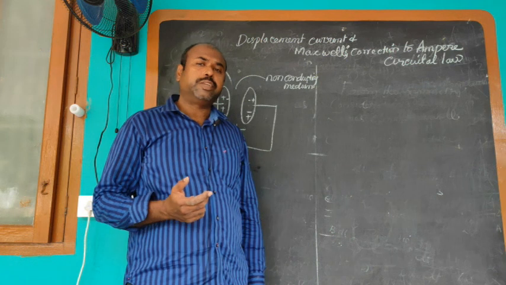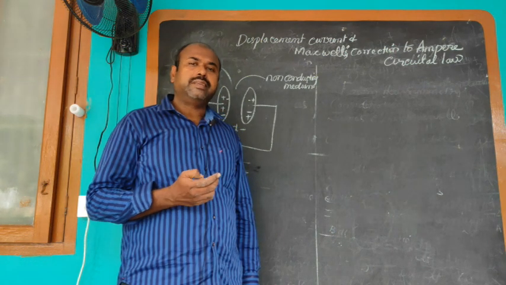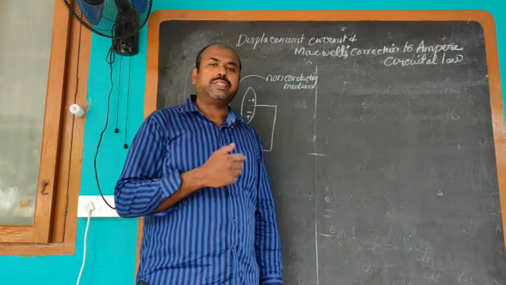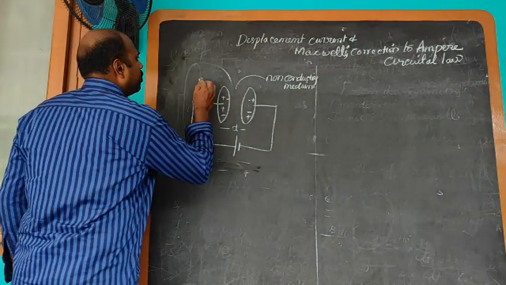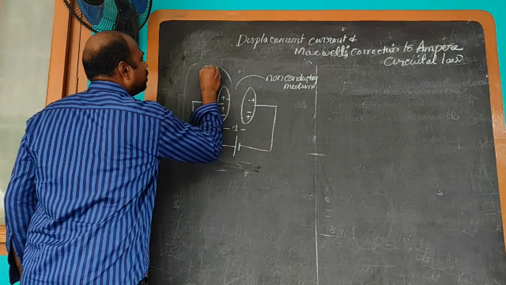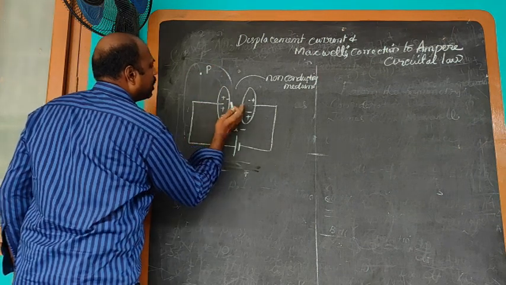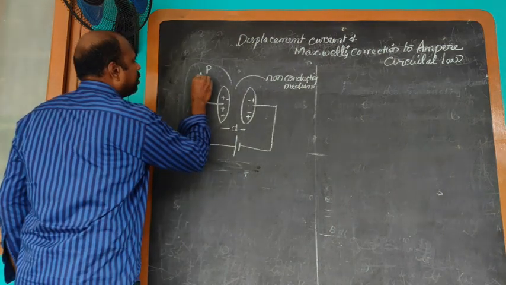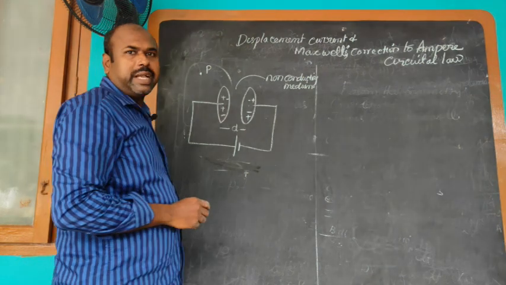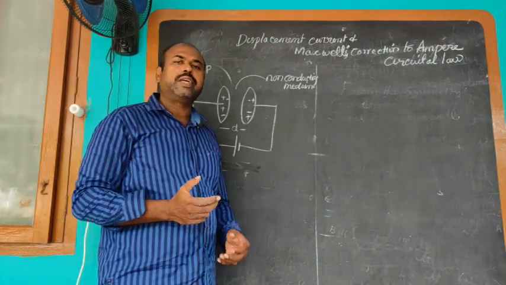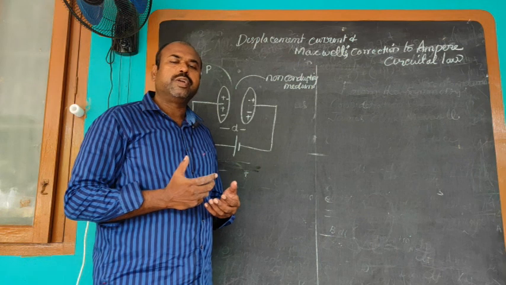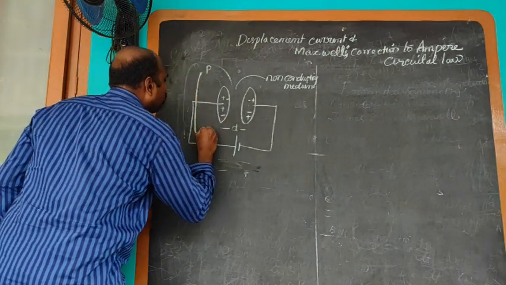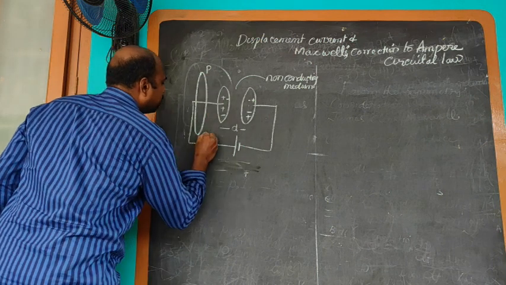Using Ampere's circuital law, we can find the magnetic field produced around a current carrying wire. First let us consider a situation. This is a point P, near the wire and outside the parallel plate capacitor. We are going to calculate the magnetic field at this point. For calculating the magnetic field at the point P, we are going to consider an Amperean loop covering the surface S1.